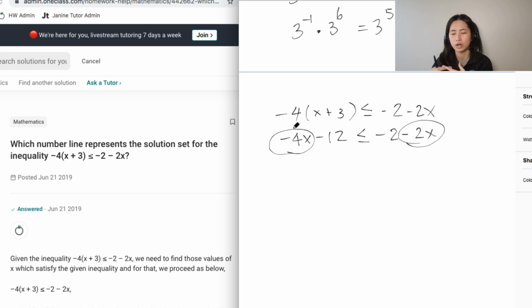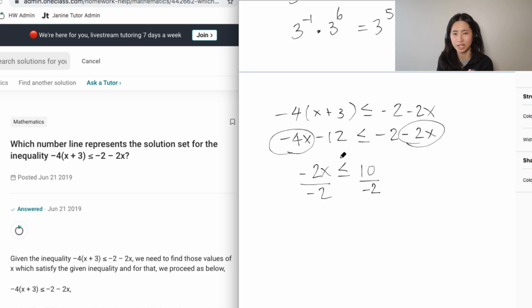So I get negative 4x, and this is plus 2x, right? So that is going to be negative 4 plus 2, so that's going to be negative 2x on the left-hand side. And then you're still going to copy this less than or equal to, and then this moves to the opposite side, so this becomes positive 12. So 12 minus 2 is going to be 10. Dividing both sides by negative 2, right?